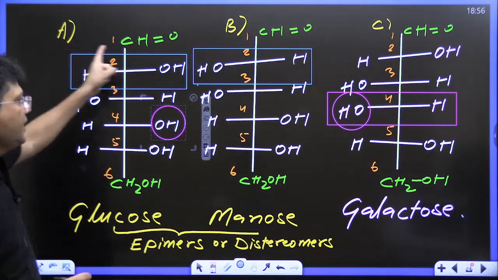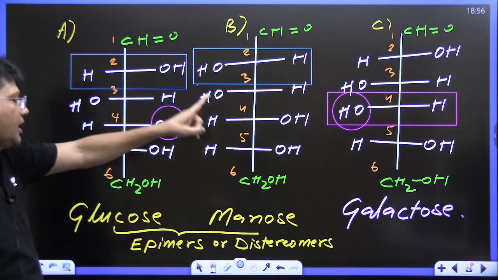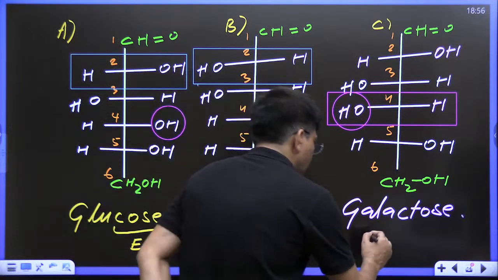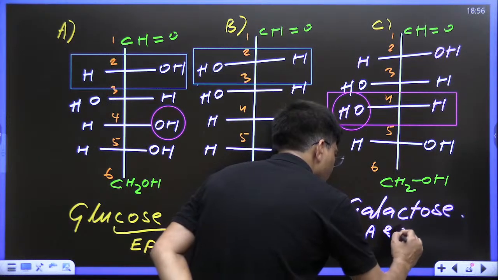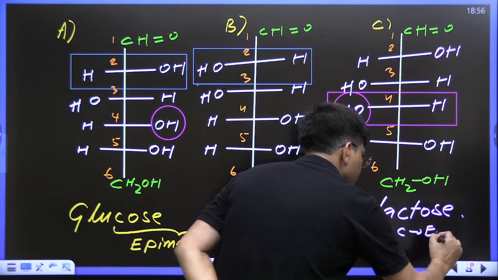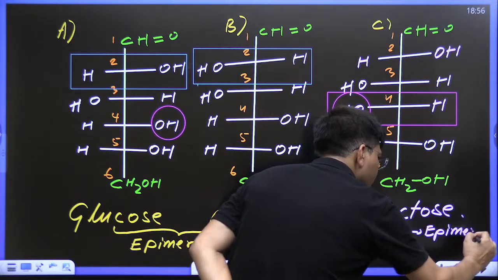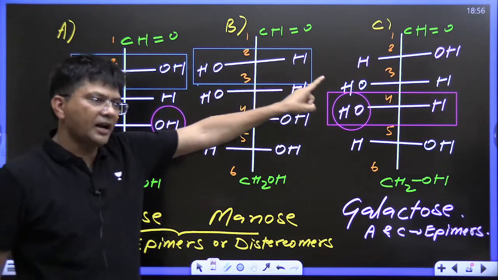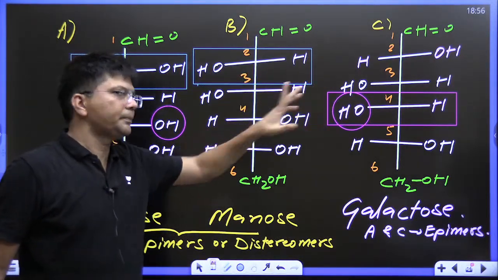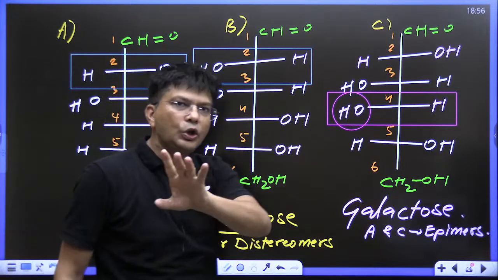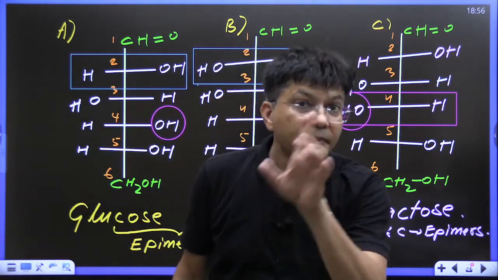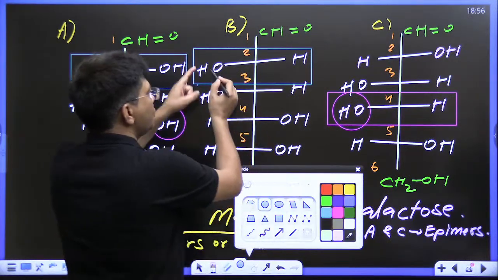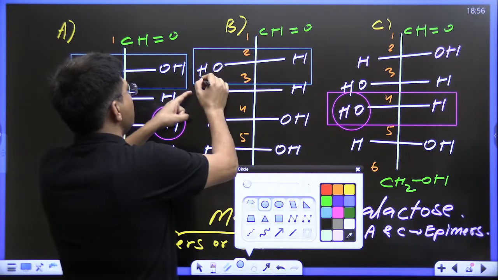So A and C, that means glucose and galactose, are also epimers. Let me write down, A and C are also epimers. But kids, if I say B and C are epimers, what do you say? Not at all, because B and C differ at two carbons.